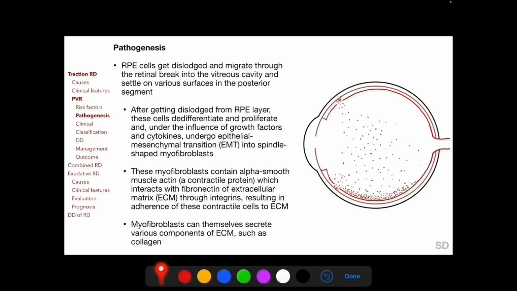Following a retinal break, RPE cells get dislodged and migrate through the retinal break into the vitreous cavity and settle on various surfaces in the posterior segment. After getting dislodged from the retinal pigment epithelial layer, these RPE cells transform into myofibroblasts, which adhere to extracellular matrix and also secrete various components of extracellular matrix such as collagen.